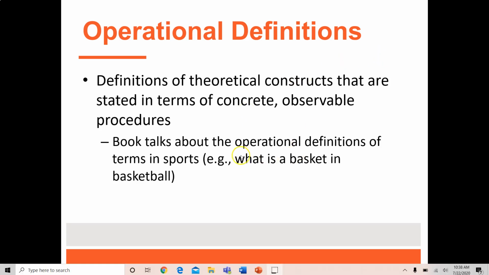So if you were talking about the operational definition of terms in sports, which is pretty funny because I will tell you I don't know very much about sports at all. But for example, what counts as a basket in basketball? And probably one of you should be giving this lecture instead of me. But there are specific rules that count for it to actually count as a basket when you're playing basketball, and you get the points for a basket. And I don't know what those rules are.